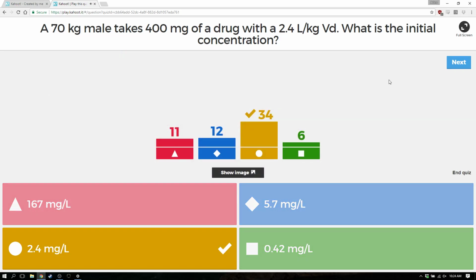2.4 milligrams per liter. Keep in mind that would also be mics per ml. That would be the same relationship there, right? So if you ever see something listed as mics per ml, that just equals milligrams per liter. But how do you get the answer?